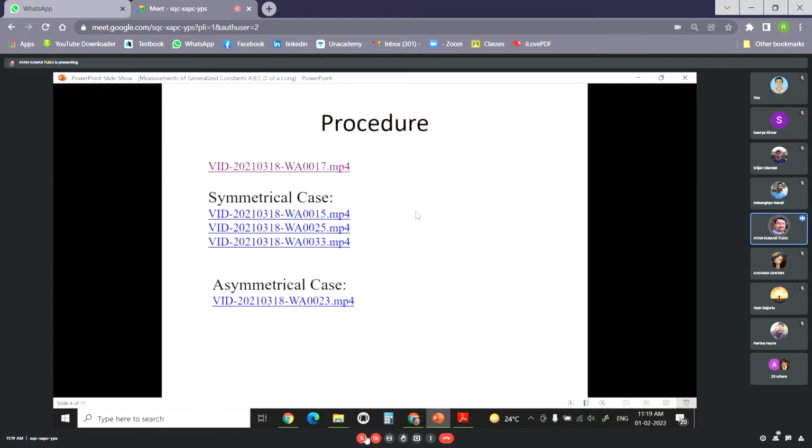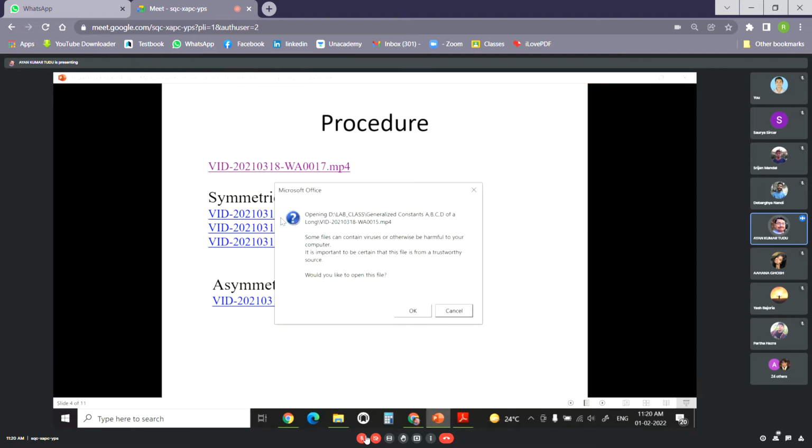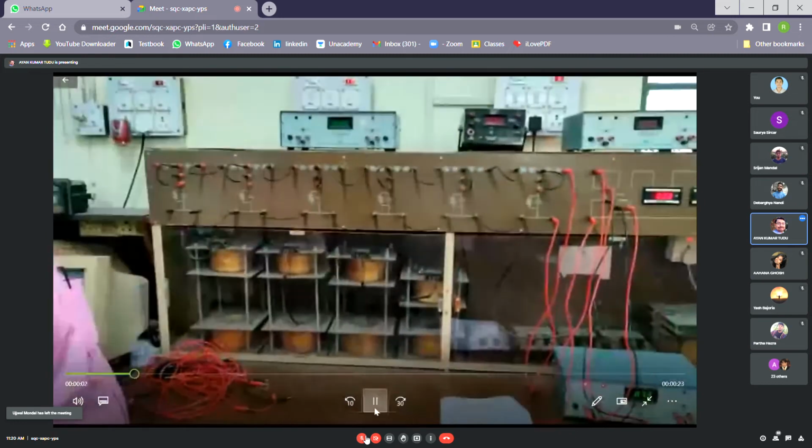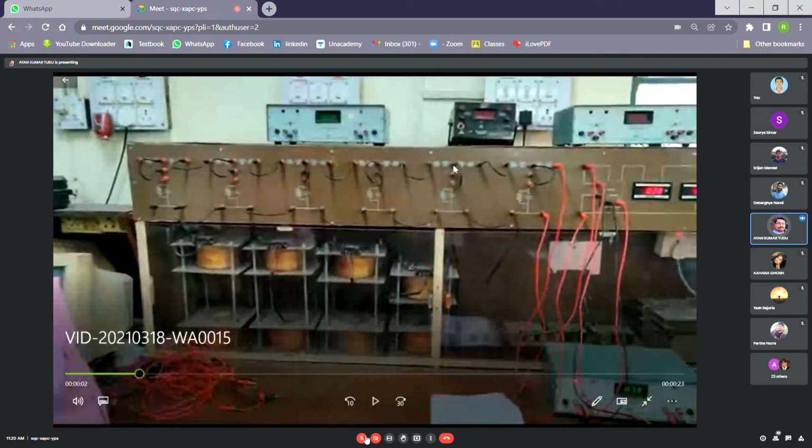The first case is the symmetrical case, meaning there will be no change in the circuit. The circuit that you saw will be as it is. Symmetrical case means all the circuits are connected. The supply is on the sending end side. Your right hand side is your sending end, and your left hand side is your receiving end.